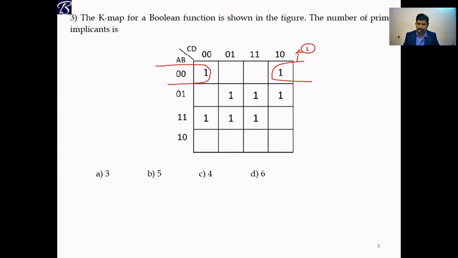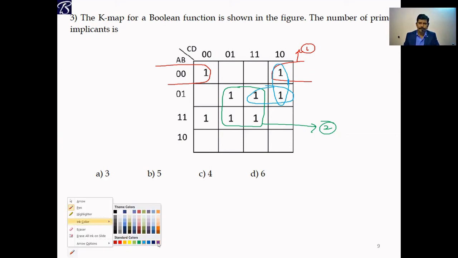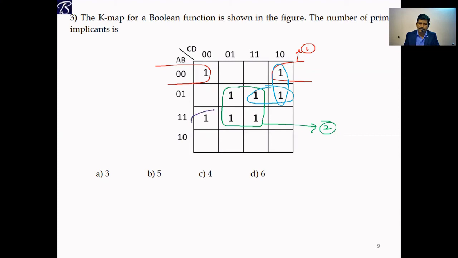Coming to the next one here, the possibility is there. So one quad. Let us say this is 2. And coming to the next one, we can do this one as well as this one. All the possible groups. Even though this is redundant, because we need to find all the prime implicants, we need to group that also. This is the possible group here. This is 4.